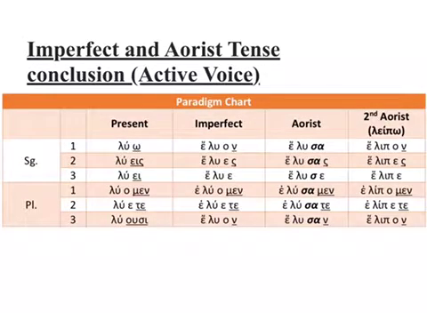So everything that we covered is right here. So let's just say it together. Luo, lueis, luei, luomen, luete, luousi, eluon, elueis, elue, eluomen, eluete, eluon, elusa. Oh yeah, here, this might help you. Elusas, eluse, elusamen, elusate, elusan, elipon, elipes, elipe, elipomen, elipete, elipon. Tongue twister, right? Say that 20 times fast.